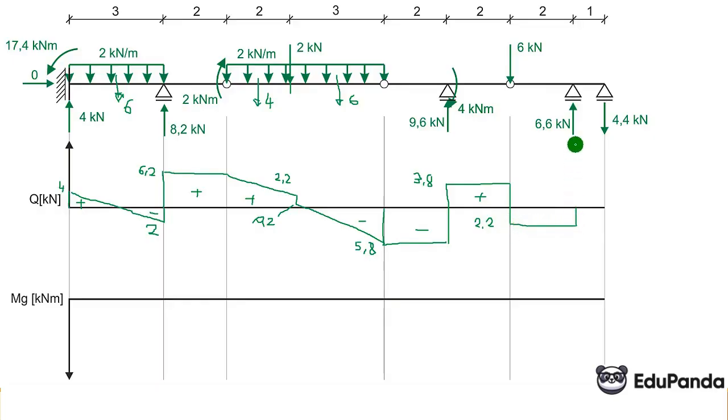And here we have a jump of 6.6, so plus 6.6 equals 4.4 on the other side. Then we are moving without change. 4.4 is okay, it is calculated correctly, because we end at a value of 0.